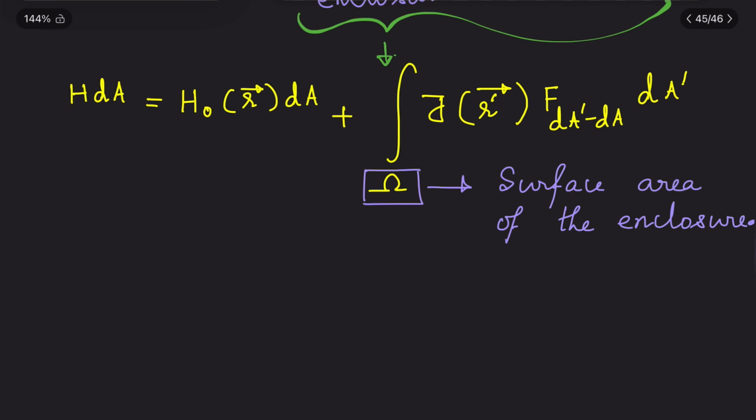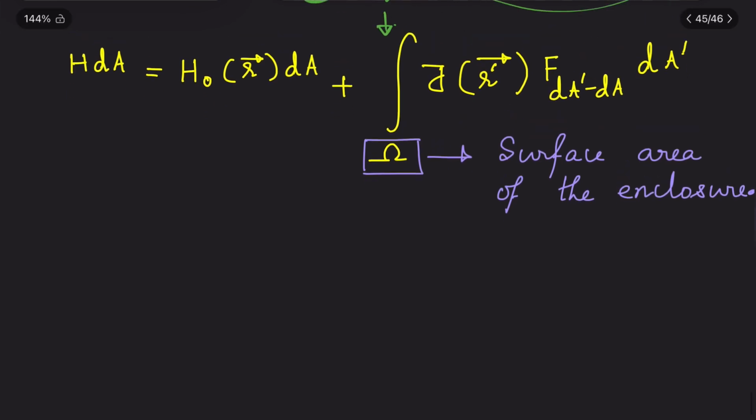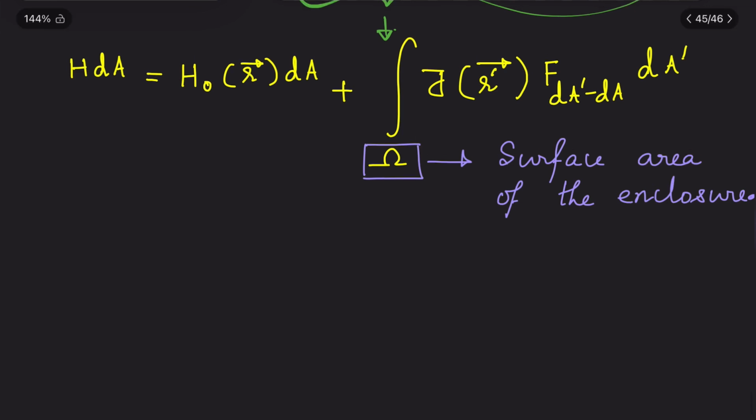So now let us proceed. We will use the reciprocity rule, and why we will use that I will tell you right now. So by reciprocity rule we can write this as F dA to dA dash into dA.